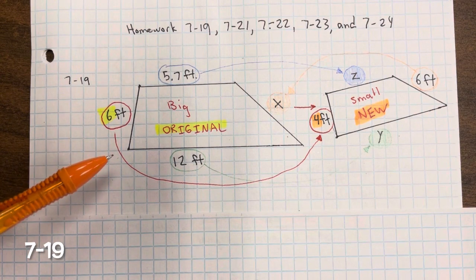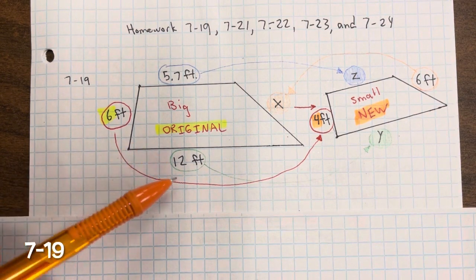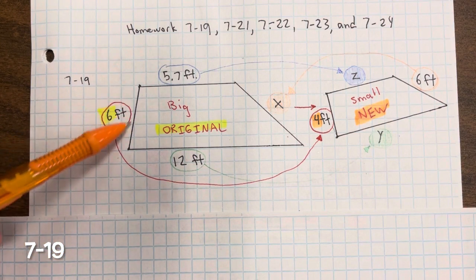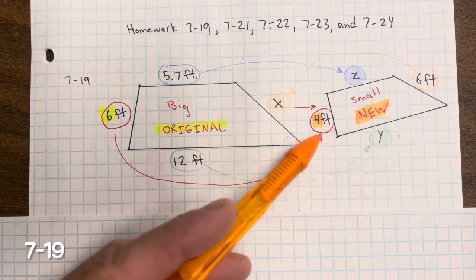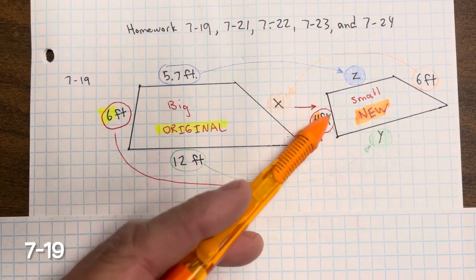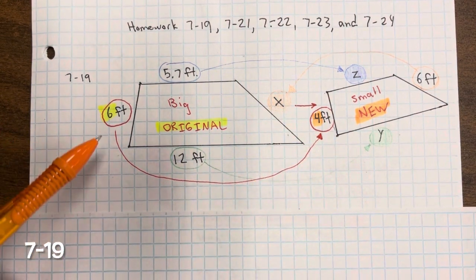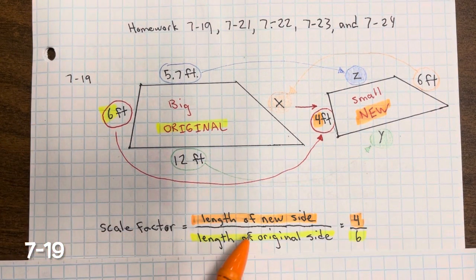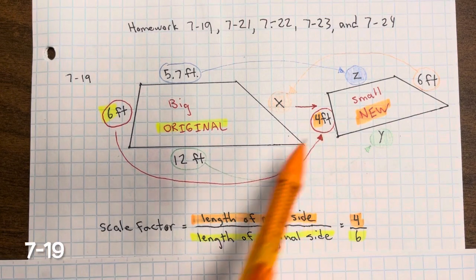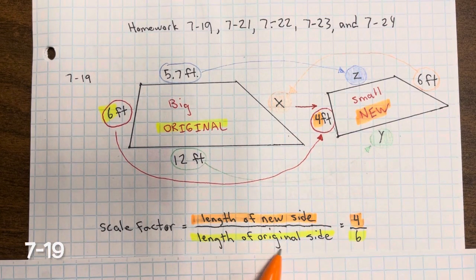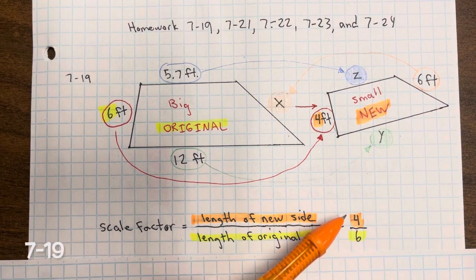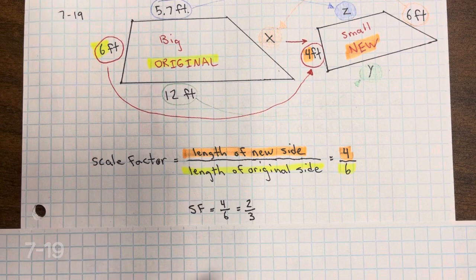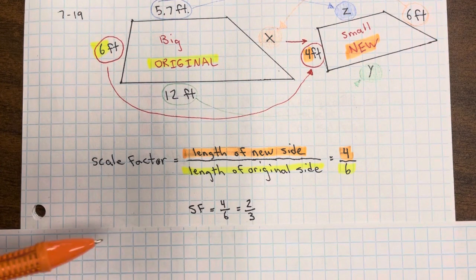We need to find two given corresponding lengths. We have the left side of the polygon and the left side of the corresponding side. If we're going from big to small, the scale factor is the length of the new side to the length of the original side. So we have 4 over 6, so the scale factor can simplify to 2/3.